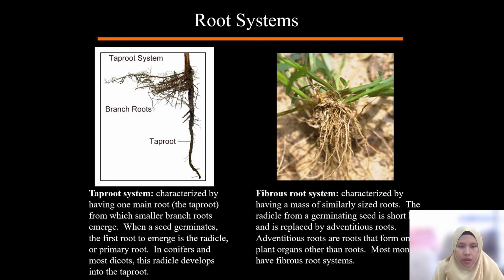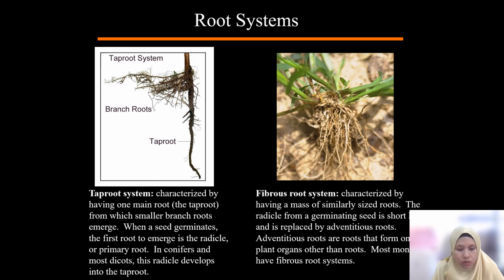And kalau taproot tu, dia punya ciri-ciri, karakteristik dia, they have one main root, tunjang satu je, and then dia ada a few branch roots. For fibrous root system ni, dia semuanya a mass of similarly sized roots. So semua nak dekat sama je, dia akar serabut kan. So semua dia tak ada yang taproot yang tunjang.